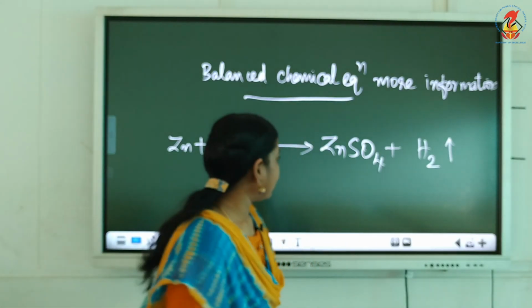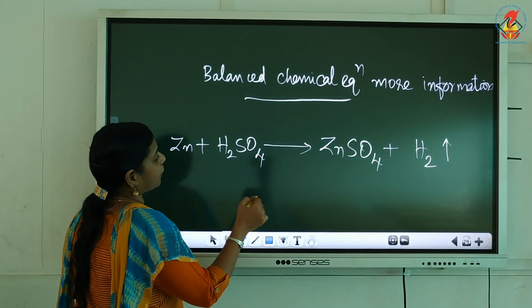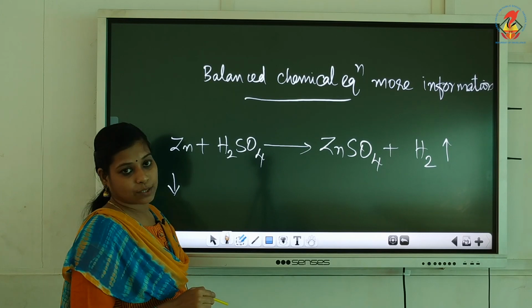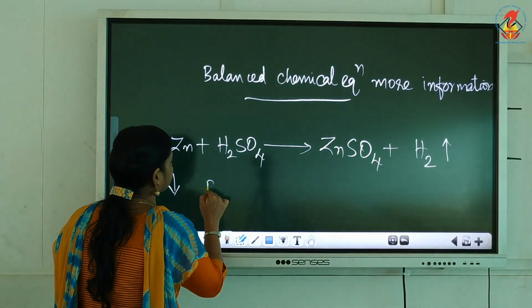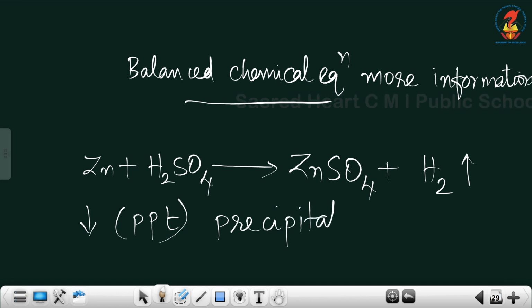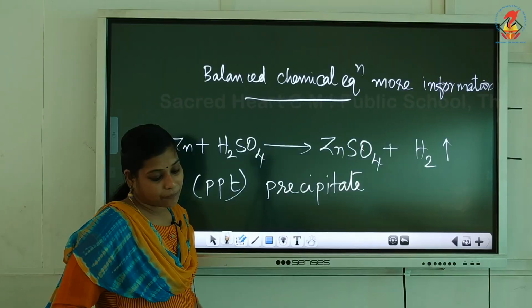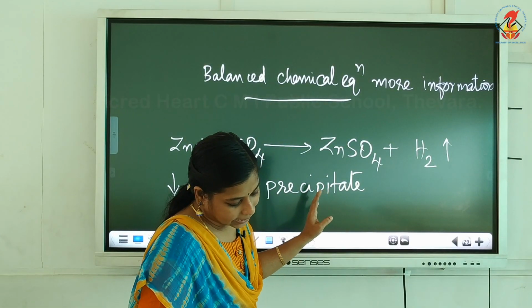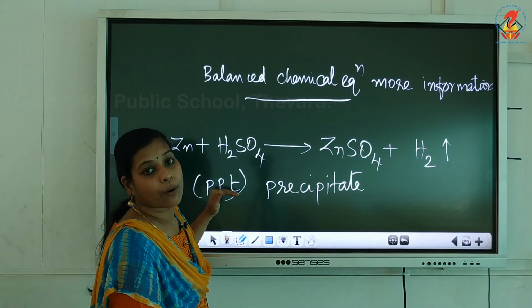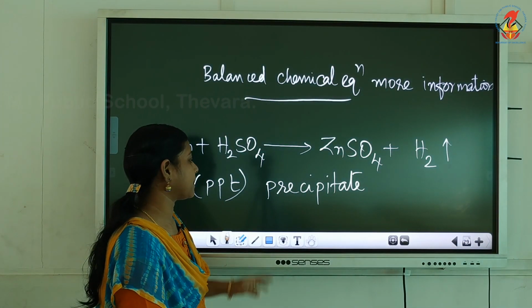In the same way, in a particular balanced equation, if a downward arrow is shown, that indicates the formation of a precipitate. If a downward arrow or PPT is written, that indicates the formation of a precipitate, the downward arrow or this short form of precipitate, PPT.